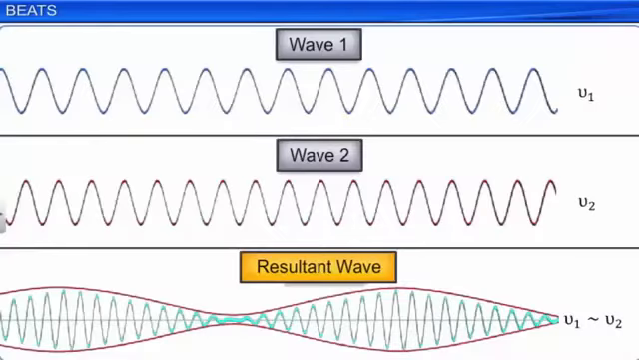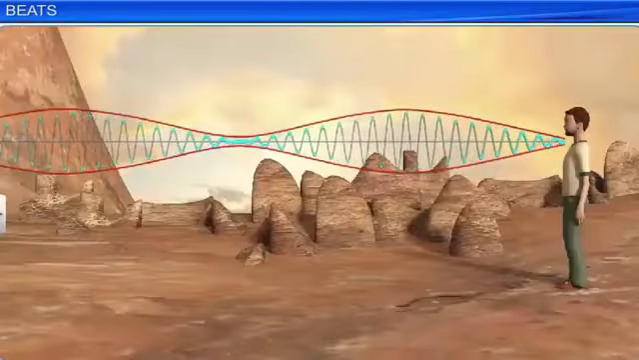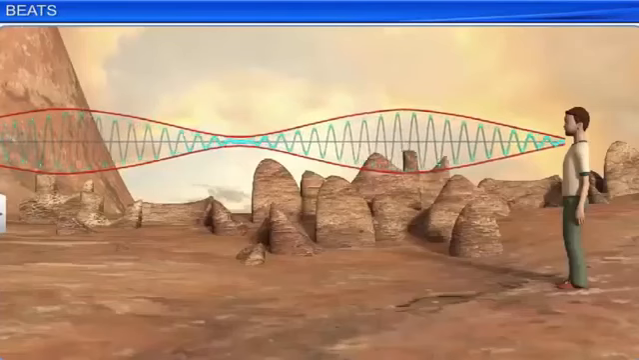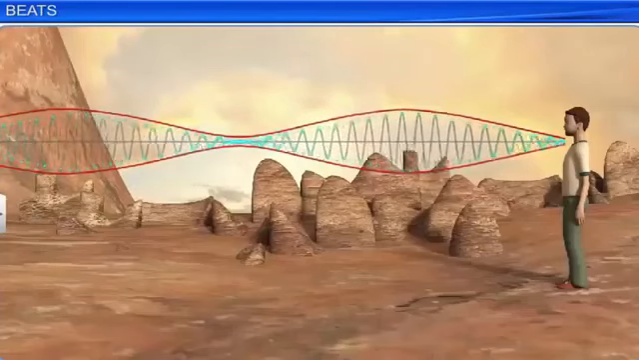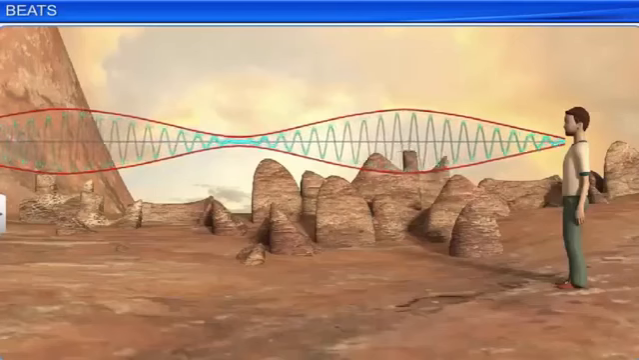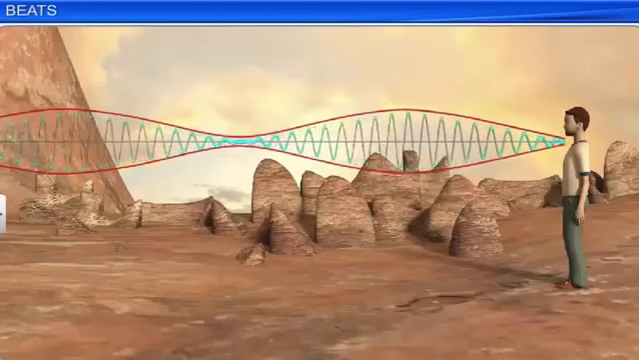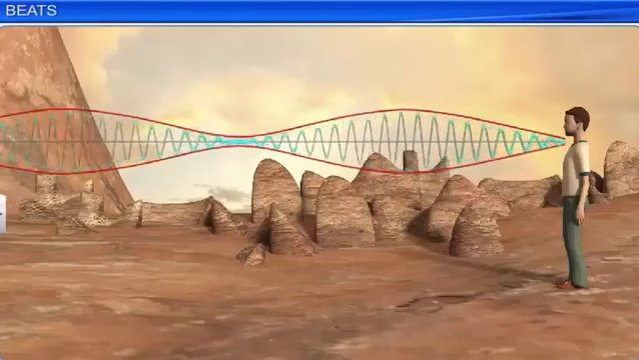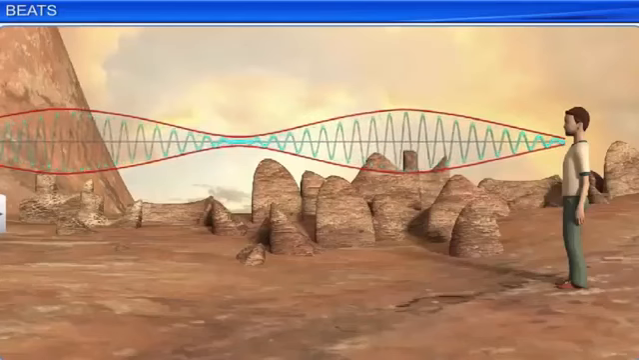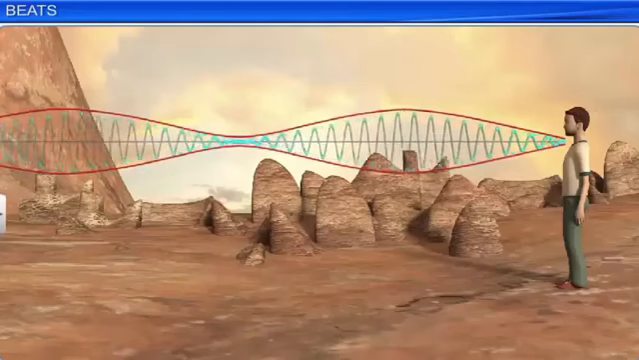The intensity of the sound wave depends on its amplitude. This phenomenon of wavering of sound intensity, when two waves of nearly the same frequencies and amplitudes propagating in the same direction are superposed on each other, is called beats. Let us understand this phenomenon of beats more clearly with the help of a numerical example.